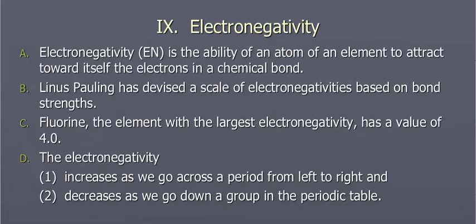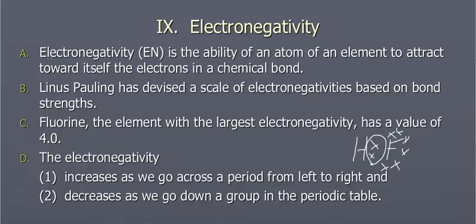And the final trend is electronegativity. Electronegativity is the ability of an atom to attract toward itself electrons in a chemical bond. We'll look at chemical bonding a little bit later, but when we draw Lewis structures, electronegativity is a measure of which atom wants these electrons that I've circled more. In this case, does hydrogen want them more, or does fluorine want those electrons more? Well, fluorine is the element with the largest electronegativity, a value of 4.0.